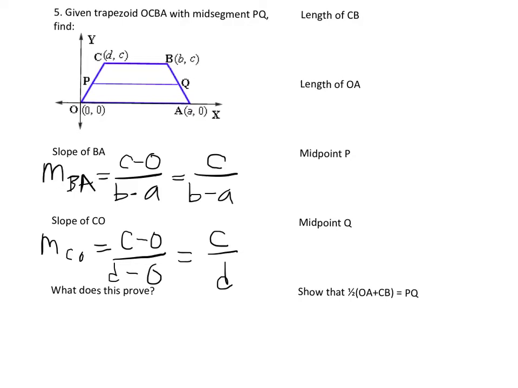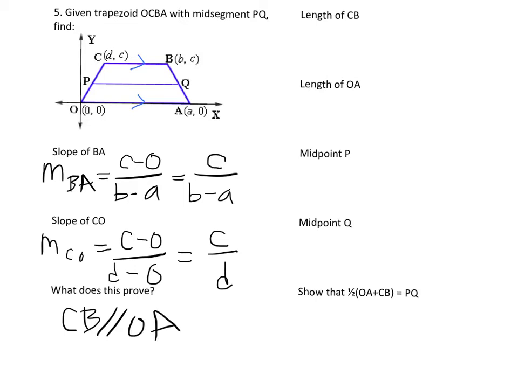Now, what does this prove? Oh, it doesn't really prove anything. It shows that CO doesn't have the same slope as BA, which is totally fine because we know it's a trapezoid, so it must mean that CB and OA are parallel, because we need at least one pair of sides that are parallel, and CO and BA are not it. It doesn't prove a whole lot other than that those other two sides must be parallel. So I could say CB must be parallel to OA.